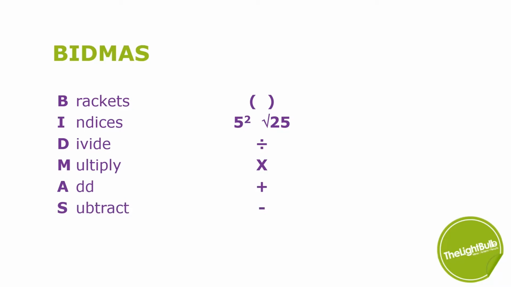Now, the word BIDMAS is in this order because it tells us that when we approach a sum or a calculation, we need to work out the various parts of that sum in this order. So if we see a set of brackets, for example, it means that even if the brackets are towards the end of the calculation, they need to be done first.